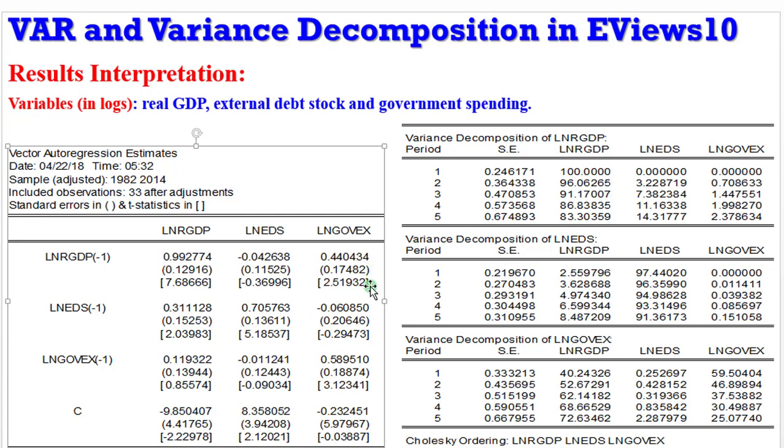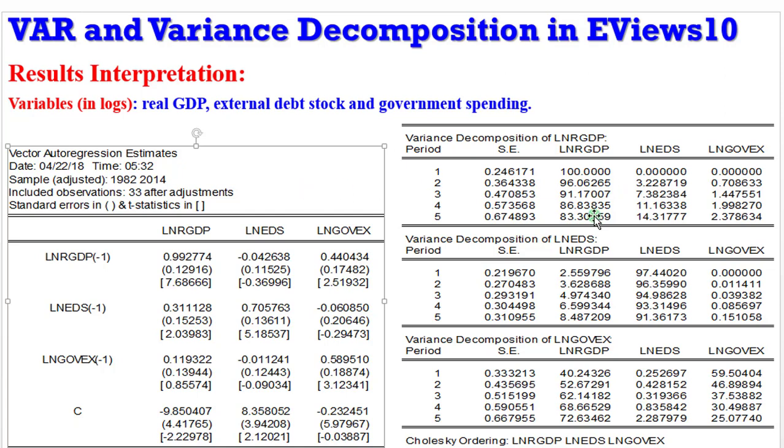For government spending, I can see here that real GDP and government spending itself have strong significant influence on government spending. So I can simply say a percentage increase in real GDP is associated with 44.04% increase in government spending on average ceteris paribus. While government spending, I would say the past realization of government spending is associated with 59% increase in government spending on average ceteris paribus. So that is the simplest interpretation you should give to all your VAR estimates.